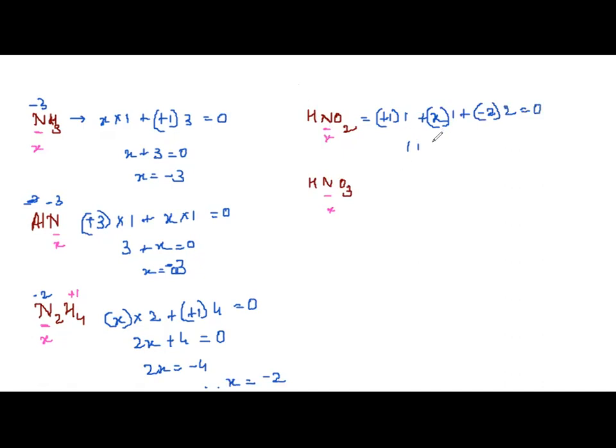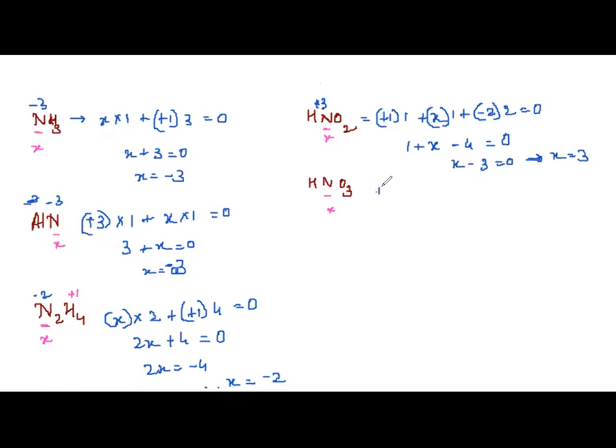So 1 plus X minus 4 is equal to 0. So -4 plus 1 is -3. So X minus 3 equals 0. Therefore, X is equal to what? X is equal to 3. So in HNO2, nitrogen is having +3 charge.